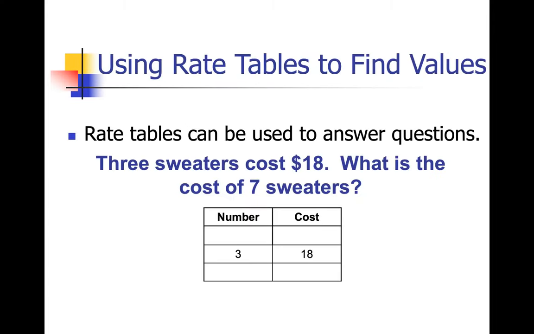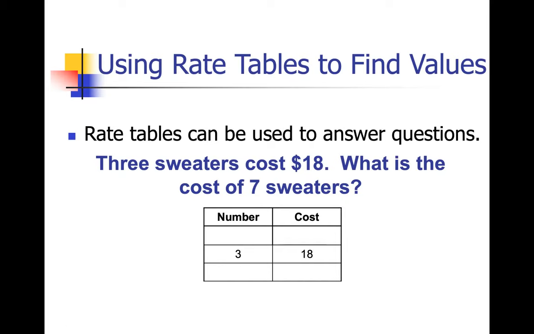Now, when we're talking about rates, we can use something called a rate table. A rate table helps us figure out the answers to certain questions. So, for example, if I know that 3 sweaters cost $18, what is the cost of 7 sweaters? Well, if I use this rate table, I know that 3 sweaters, that's the number of sweaters, costs $18. This represents my dollars. So if 3 represents 18, how can I use this table to help me out?